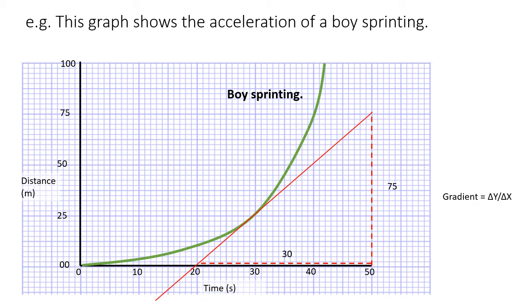The gradient is equal to the change in the height divided by the change in the width. So this is 75 divided by 30. And this gives us 2.5 meters per second. So at the 30-second point into his run, this boy was moving at 2.5 meters per second.